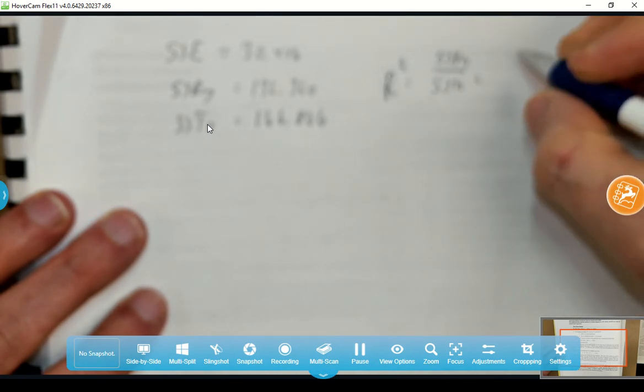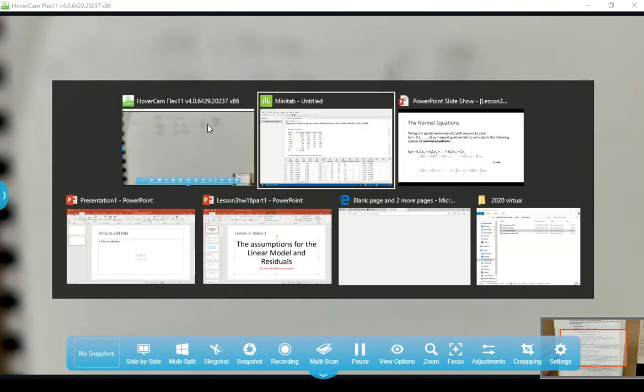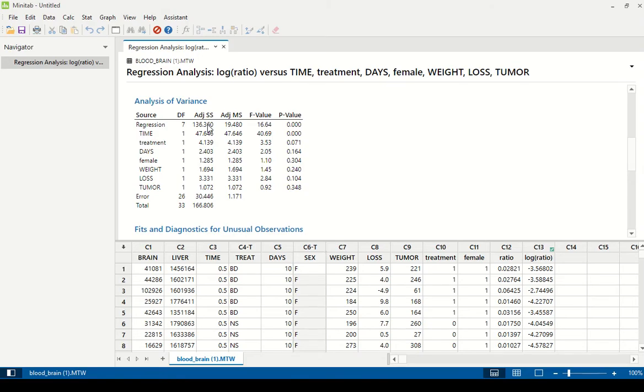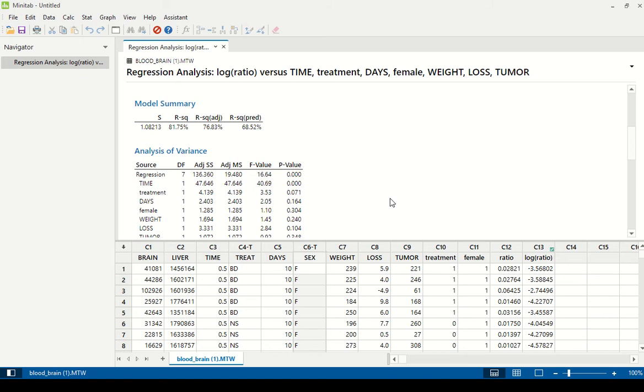This gives me some measurement of the variation. And if I calculate that by hand, I'm going to cheat by looking to see what r squared is on this. This will be 0.8175. So we would say that 81.75% of the variation in the y log ratio can be explained by a linear model in those predictor variables.